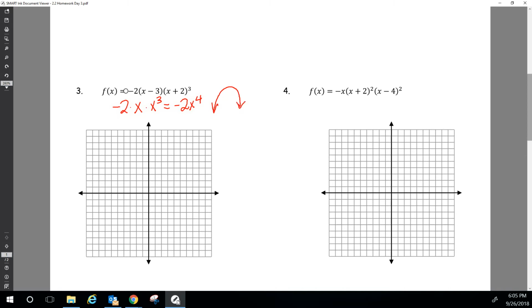My zeros, be careful, there's no x out here, so this is not a 0. That's just shaping our leading coefficient. I only have 2 zeros here. x is equal to 3 with a multiplicity of 1, so it's going to cross there. And x is equal to -2 with a multiplicity of 3. It's going to cross there as well. So we're going to start low, we're going to cross 2 places, and we're going to end low.